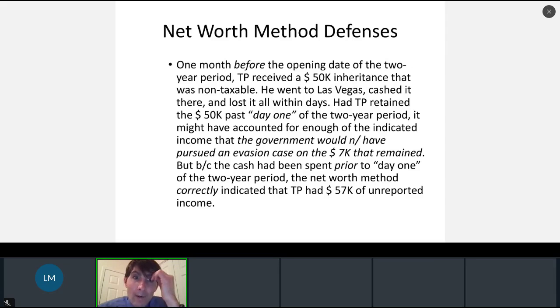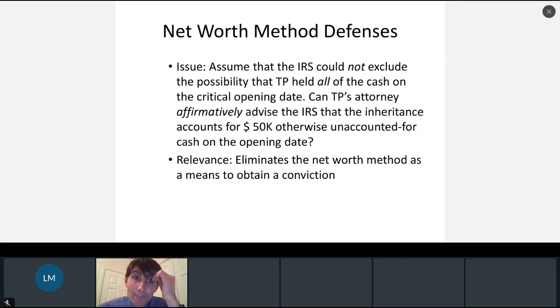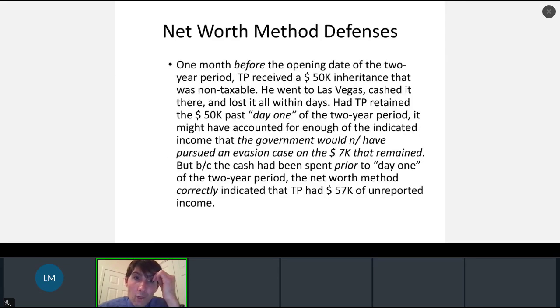So again, if the taxpayer had retained that $50,000 past day one of the 2-year period, it might have accounted for enough of the indicated income that the government would not have pursued an evasion case on the $7,000 remaining. But because the cash had been spent prior to day one of the 2-year period, the net worth method correctly indicated that the taxpayer had $57,000 of unreported income. So what's the issue?